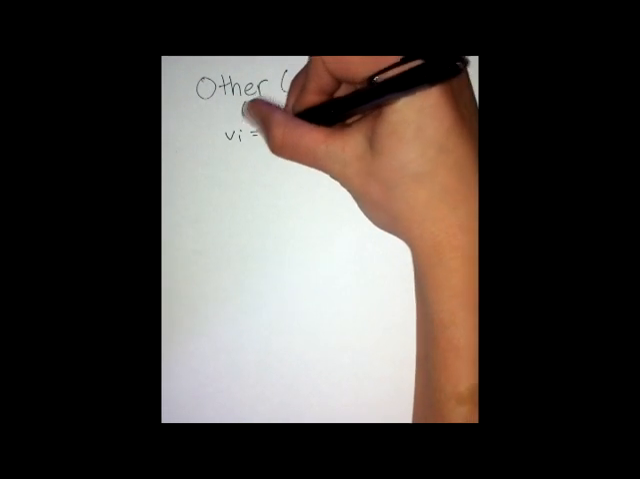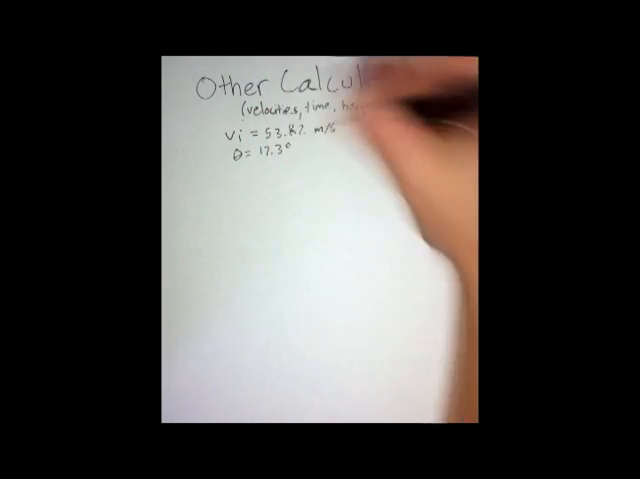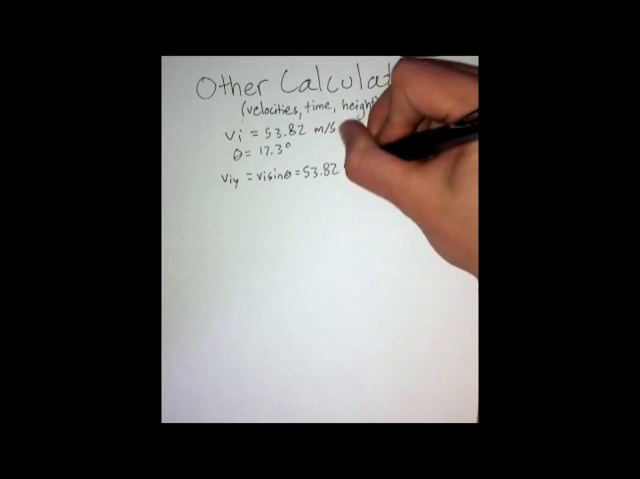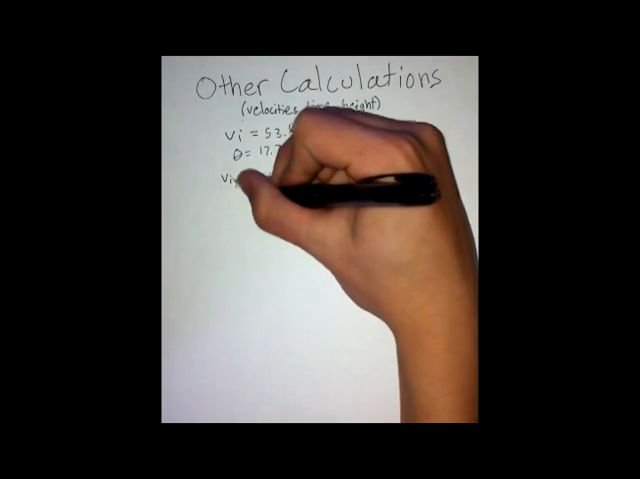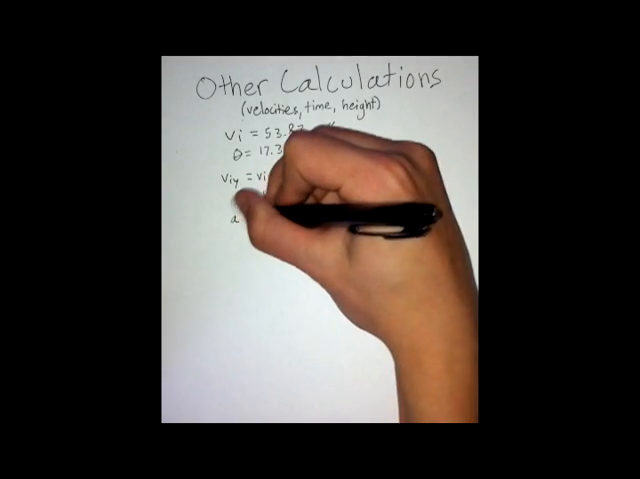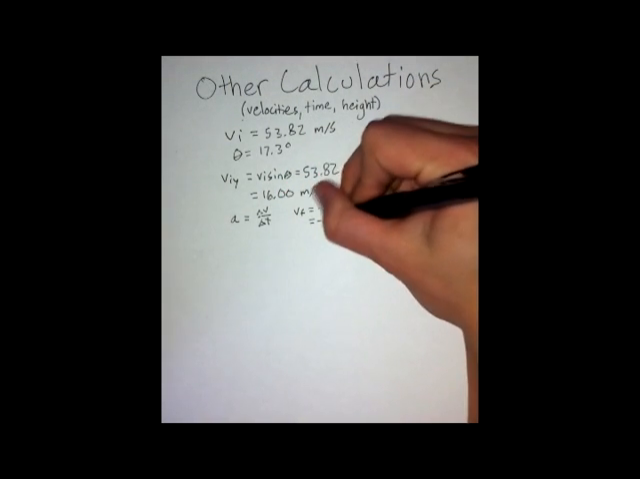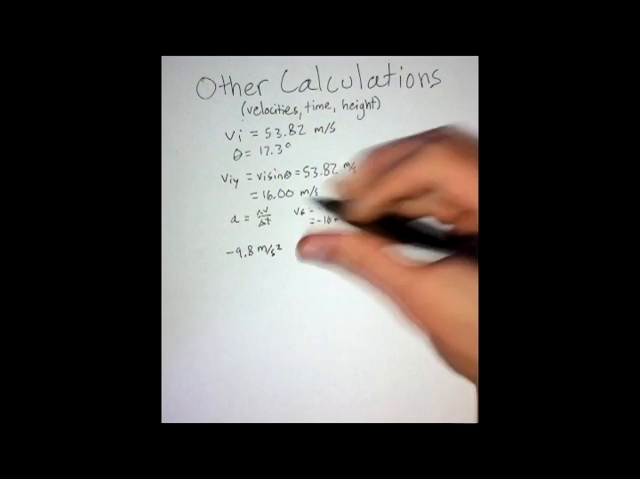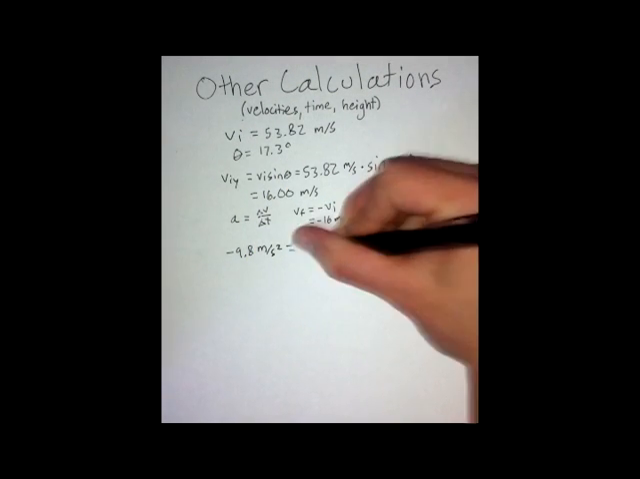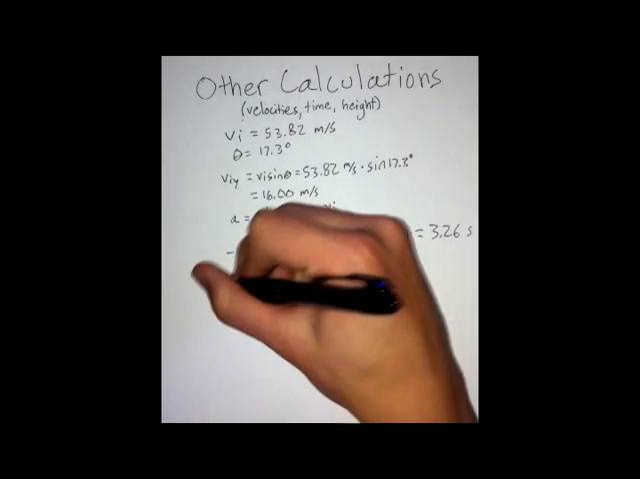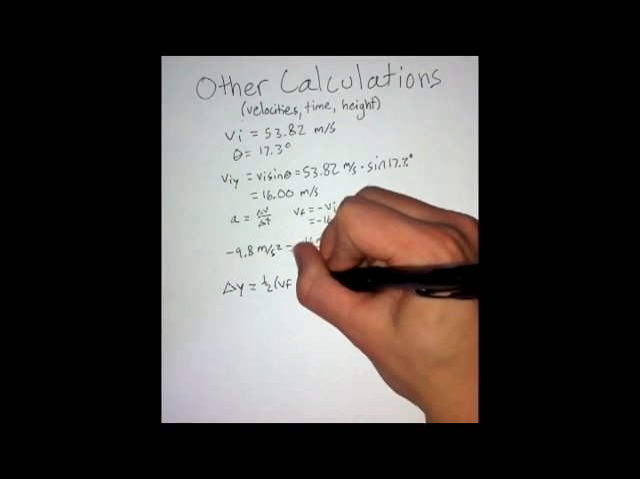Here are our other calculations for the flight of the ball after the collision. Now, the initial velocity is 53.82 meters per second with a launch angle of 17.3 degrees from horizontal. Now, we know that the initial velocity in the y direction is 16 meters per second, and because the final velocity is the opposite of this initial velocity, we can find the time of flight to be 3.26 seconds.